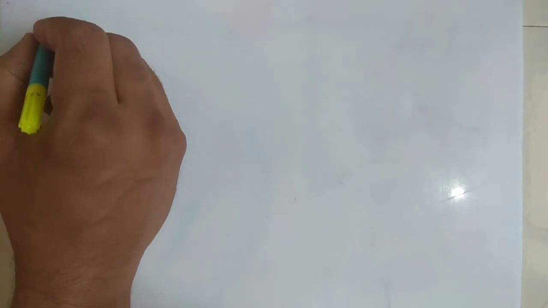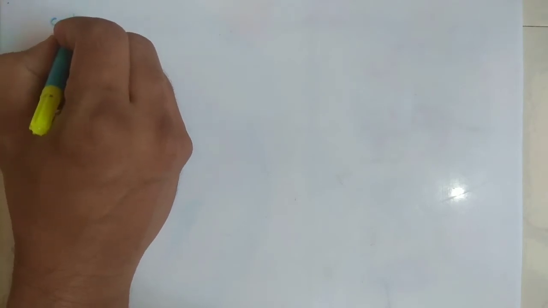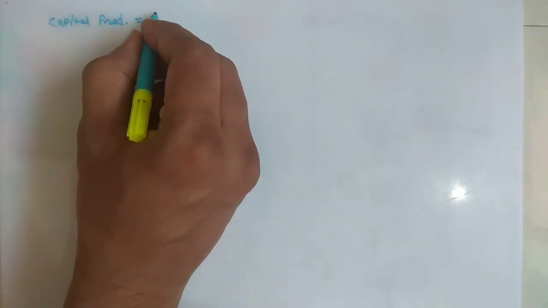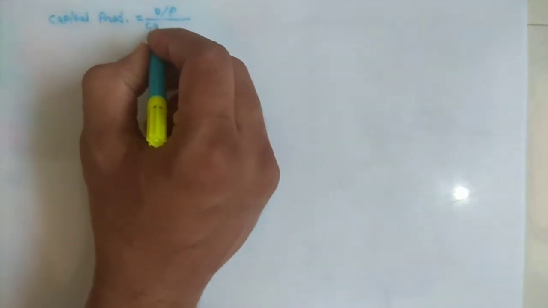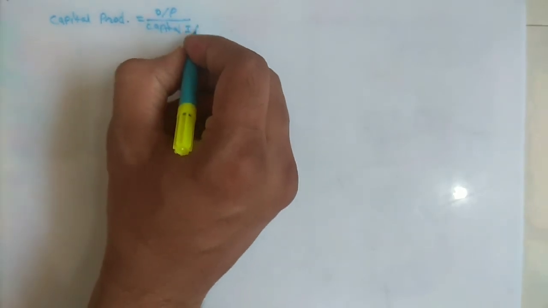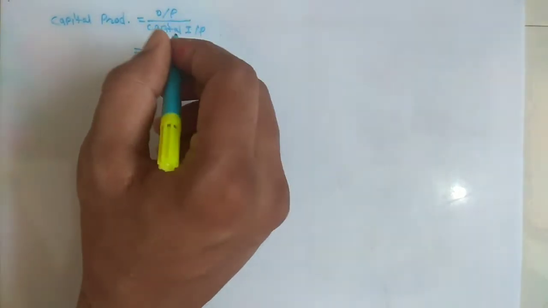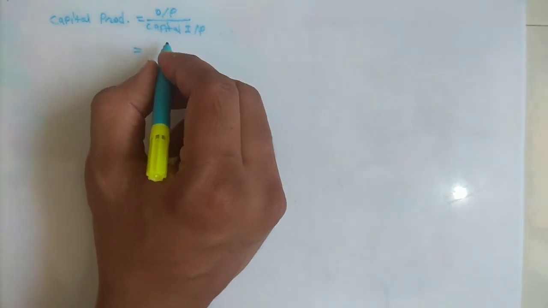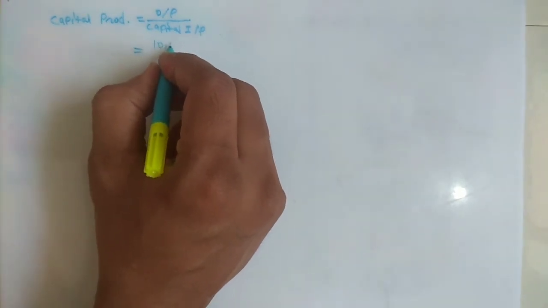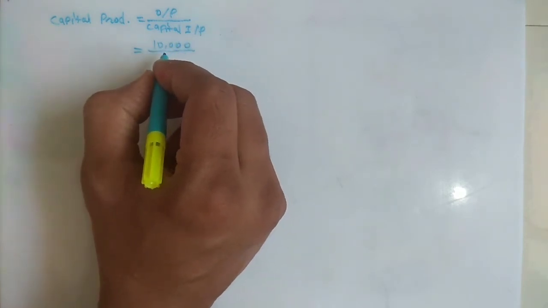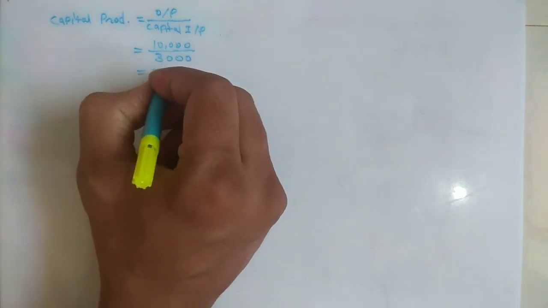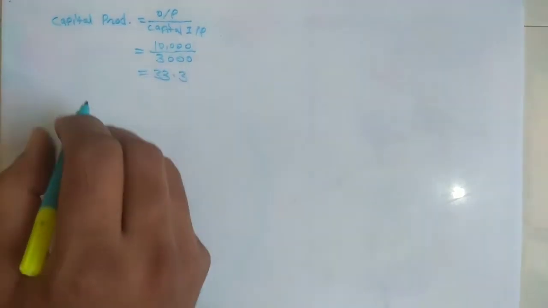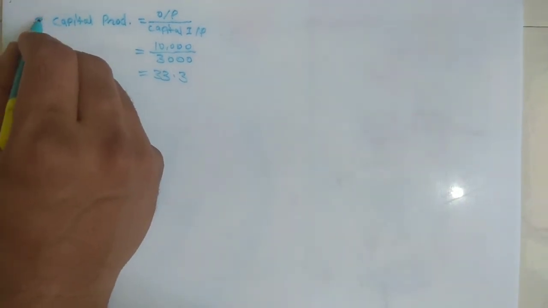Next we calculate the capital productivity. So capital productivity is given by total output divided by capital input. So capital output is given 10,000 and capital input is 3000, so it comes 33.3.